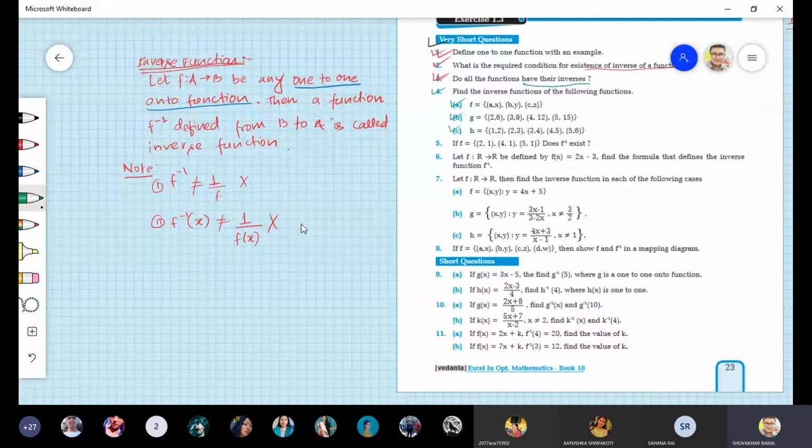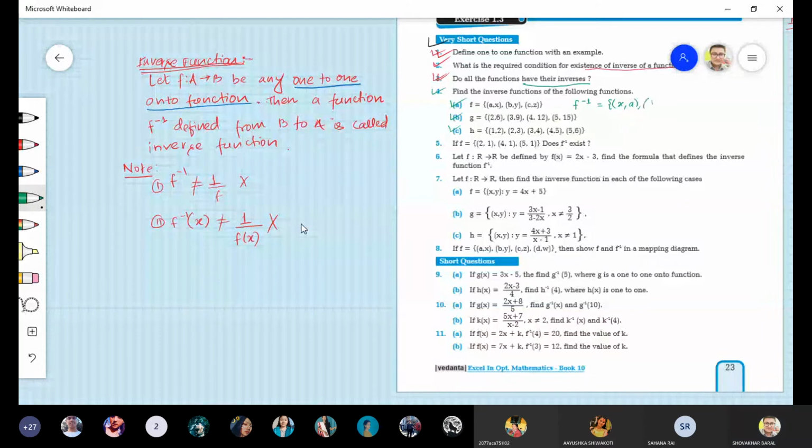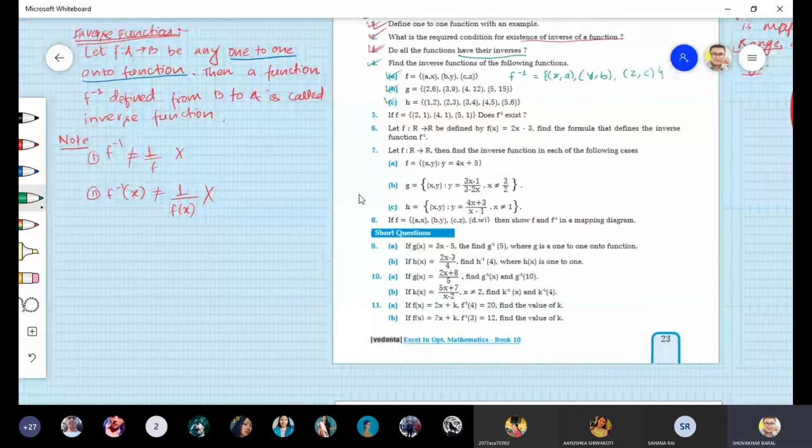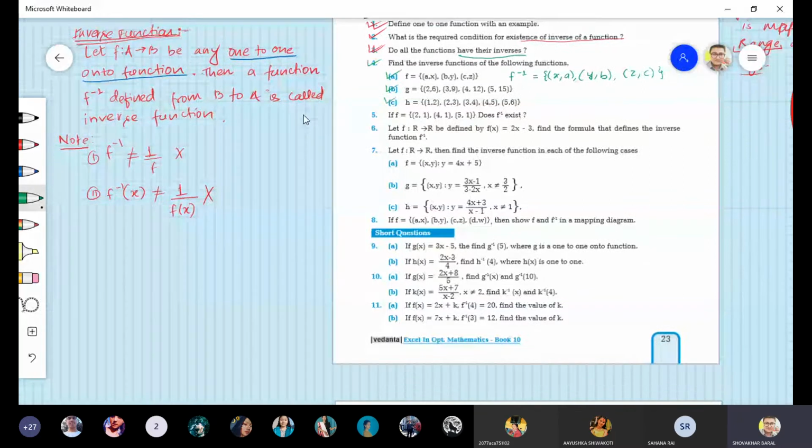F inverse, I'll solve one for you. F inverse is equal to, let me interchange the position of the components here. So (a, x) will be (x, a), (y, b), and then (z, c). If the elements are in ordered pair form, then you can simply exchange the position of the components given in the function. Similarly, you can solve question g and h also.